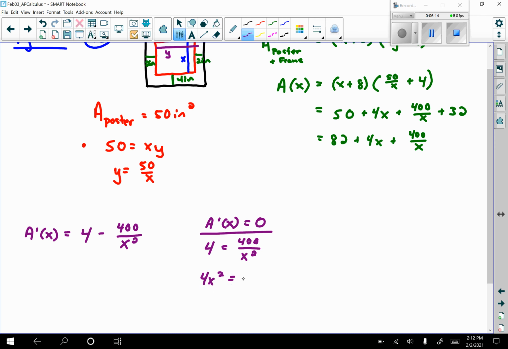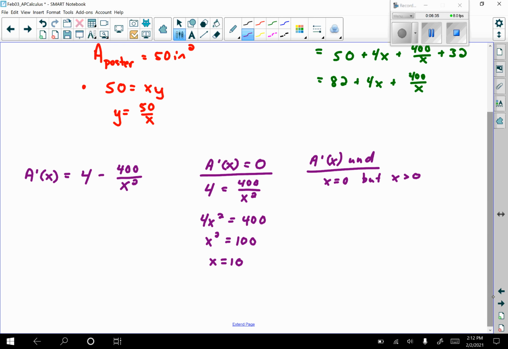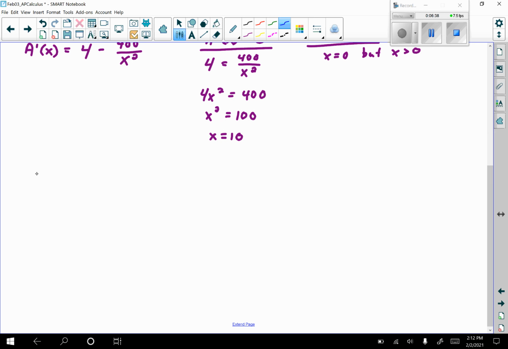So 4x squared is going to equal 400. x squared is going to equal 100. But in this case, since we're dealing with dimensions, we want positive only, so x is going to equal 10. And our derivative is undefined when x is 0, but x needs to be greater than 0. All right, so now what we could do is the second derivative test for extrema. I always like to write out that I'm using this.